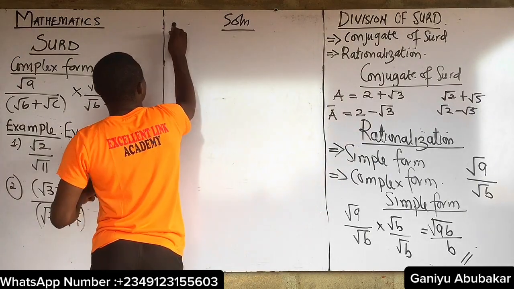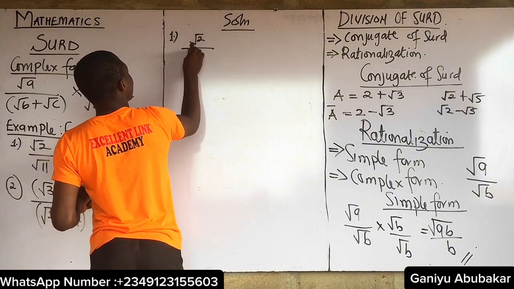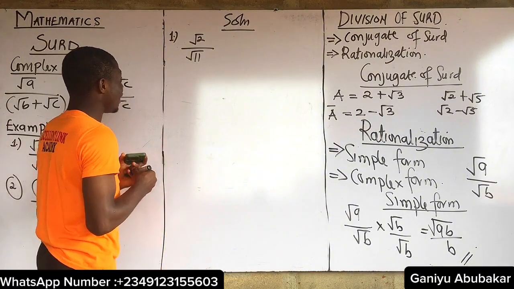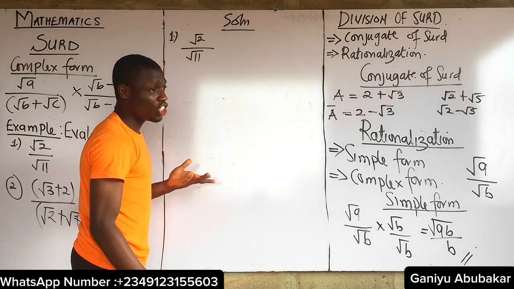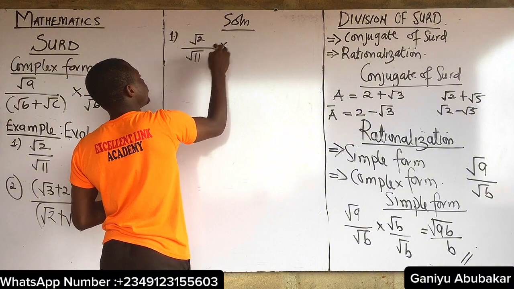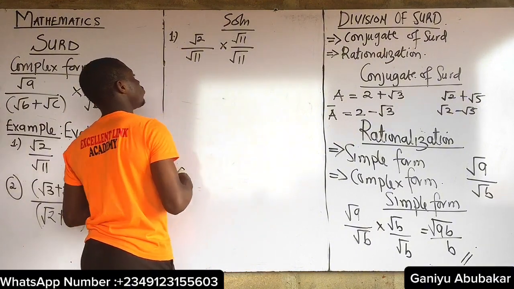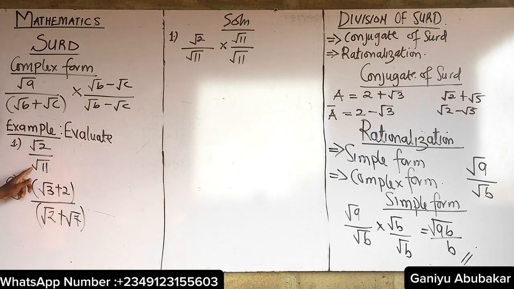For number 1 there, I have root 2 all over root 11. For this one here, it becomes the idea of what? Of simple form of rationalization. So we said multiply this one here by what? Denominator, over root 11. So we said the idea is that it's not proper for the denominator to be a square root.